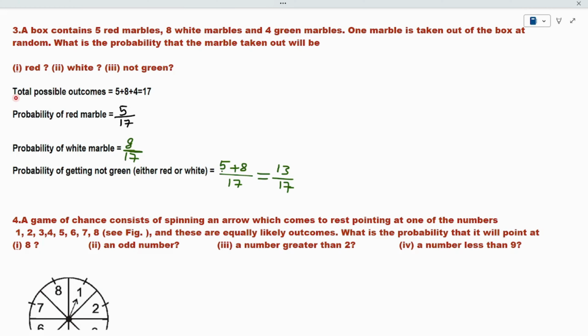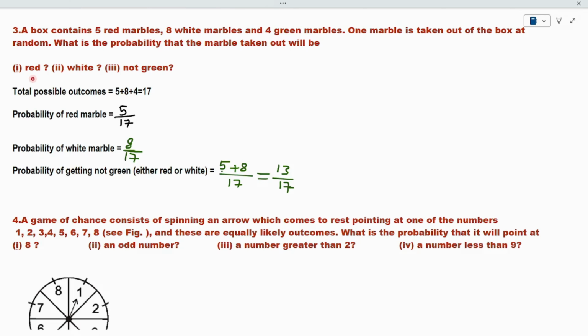By picking out one marble at a time, how many times can I pick out? Total 17 times. Why? Because I have a total of 17 marbles, and I can pick out only one marble at a time. So my total marble count is 17 and my total possibility is also 17. We need to find the probability of getting a red marble, the probability of getting a white marble, and the probability of not getting a green marble. First we find the probability of getting the red marble.